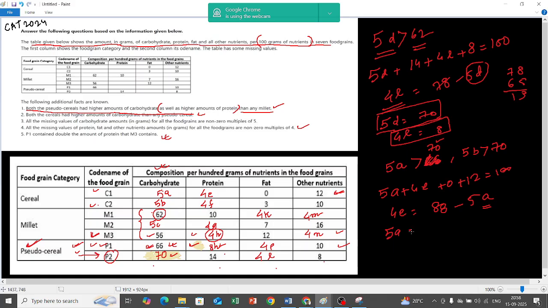5A should be what? You see, if I take 5A as 75, 75 is also a multiple of 5. 88 minus 75 is what? 13, not a multiple of 4. After that 5A comes as 80. If I take 5A as 80, then 4E is what? 8. It is a multiple of 4. Understood? Just tell me if you have understood this part.